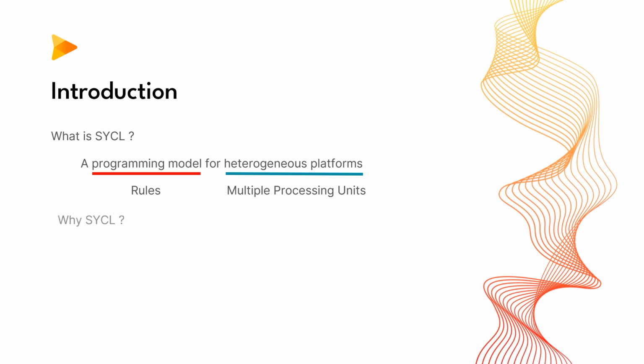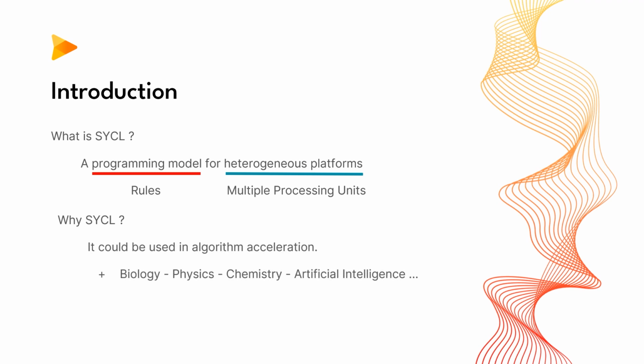And so you may wonder why this is important and why we care about it. In fact, these programming models are used to accelerate algorithms, to do simulations, and to get results in a short period of time. It is used especially in biology, physics, and also to train artificial intelligence algorithms.